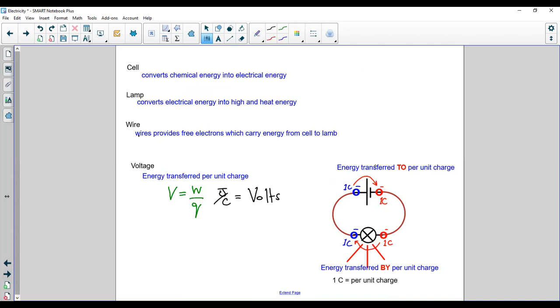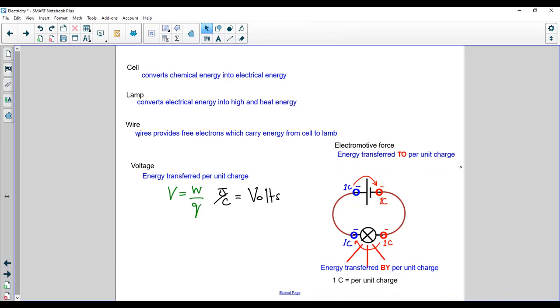Because this energy transfer per unit charge is required to keep the electron moving. So the thing which keeps the electron moving is called electromotive force. Got it? The thing or the energy which keeps the electron moving, that thing is called electromotive force. So this is the energy transferred per unit charge, and we supply that energy so that they can complete a round trip.